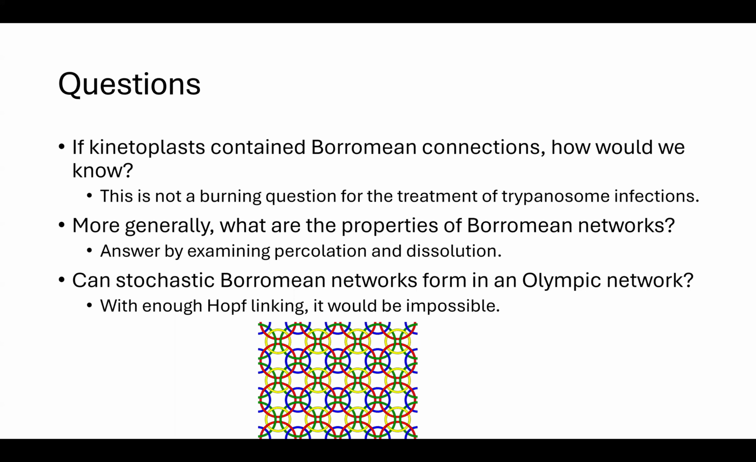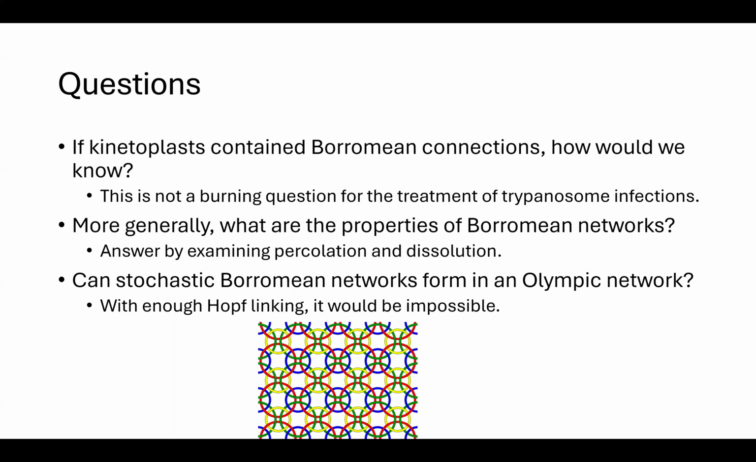Looking at this type of structure, there are a few questions we can ask, like if kinetoplasts had Borromean connections in them, how would we actually know? And I will just say that this is not a burning question for the treatment of parasite diseases. It's more my own curiosity. But generally speaking, what are the properties of Borromean networks? When I first saw these, I was interested in the percolation of these kinetoplast networks. So how would something like that undergo percolation as you remove circles?